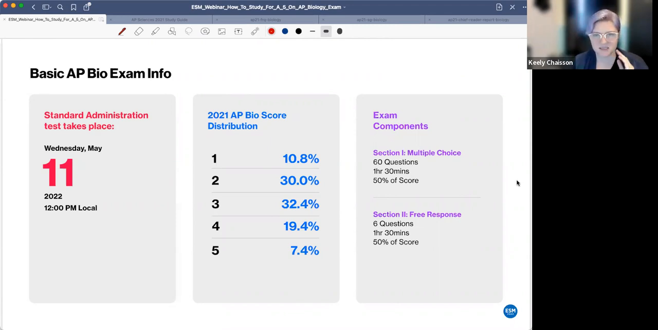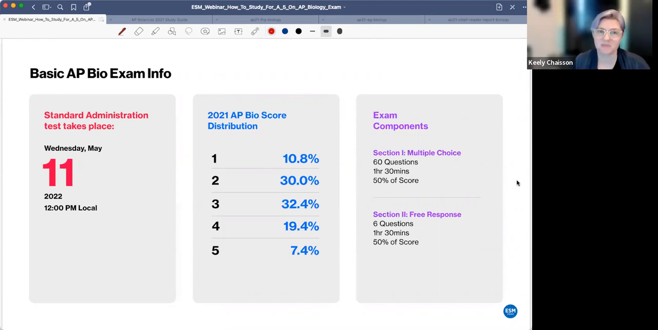This test has 2 sections, multiple choice and free response. There are 60 questions in the multiple choice. That makes up 50% of your score, and you have an hour and a half. And the free response section is an hour and 30 minutes for 6 questions, which makes up 50% of your score.